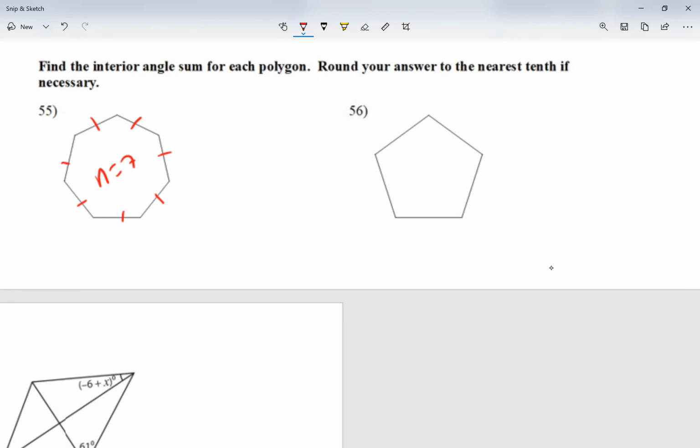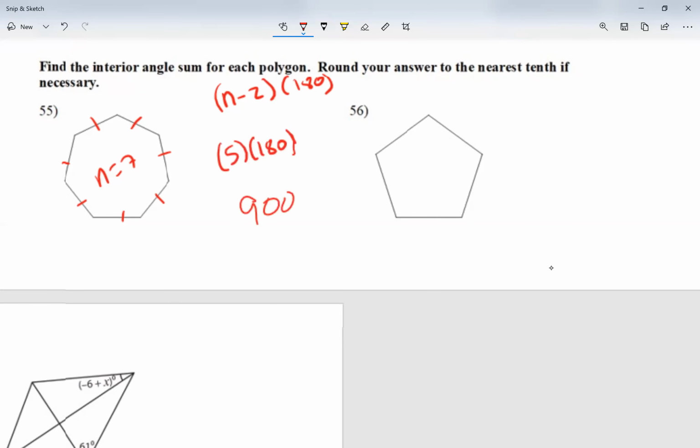And I remember I gave you a formula. Let me remind you of the formula. N minus 2. So the amount of sides minus 2 times 180 is going to equal how much all the angles add up to. I'm going to use a calculator. In this case, I'm going to go 5 times 180. Again, I'm going to use a calculator. And in my case, I get 900. 5 times 180 equals 900.